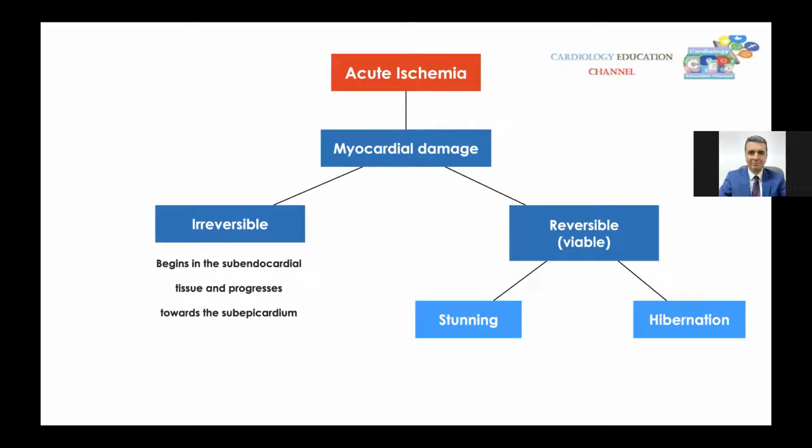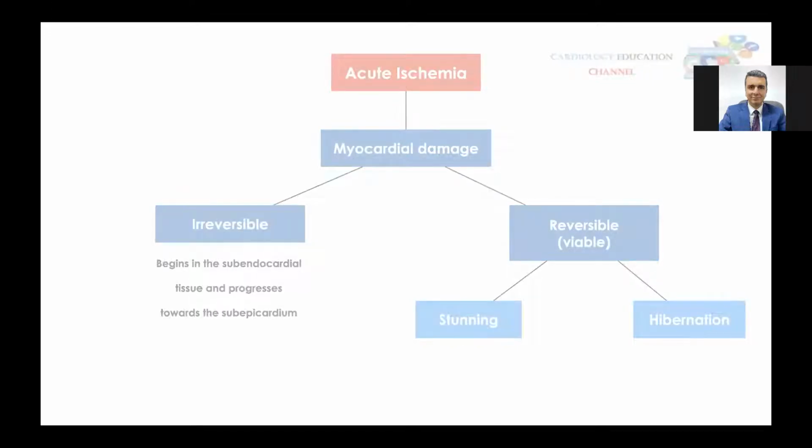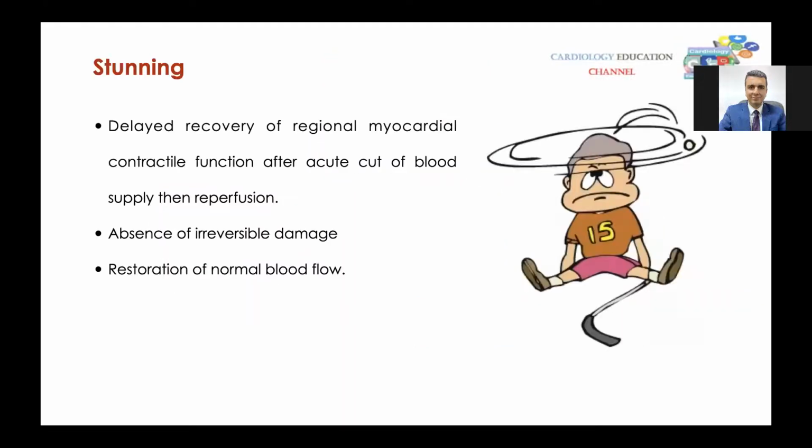It all starts with acute ischemia, and the acute ischemia results in myocardial damage. The myocardial damage may cause either an irreversible damage with complete scarring and complete death of the myocardium, or it may result in a reversible or viable myocardial damage, which can be translated into either a stunned myocardium or a hibernating myocardium. The stunned myocardium is a delayed recovery of regional myocardial contractile function after an acute cut of blood supply, then it has reperfused again. So it's like a knockout to the myocardium.